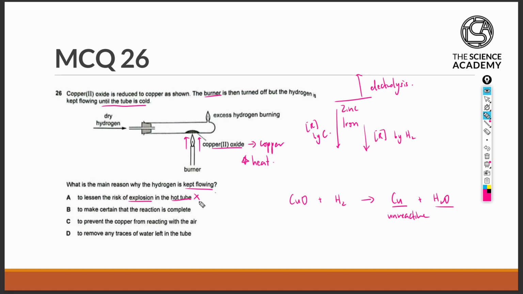Statement B states to make certain that the reaction is complete. This may sound true at first glance because yes, we need to keep supplying the hydrogen so that all of the copper 2 oxide can be reduced to give all of the copper metal. However, this is not the reason why hydrogen has to be kept flowing until the tube is cold. Because essentially when the tube is cold, this reaction cannot occur anymore. So there is no reason to continue supplying the hydrogen when there is no more heat.